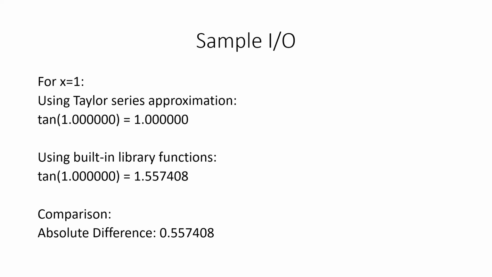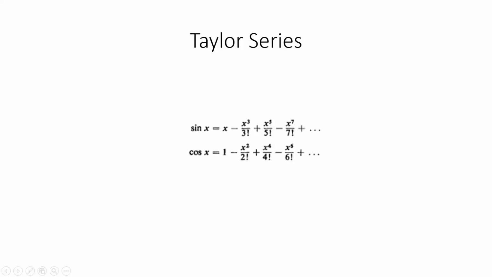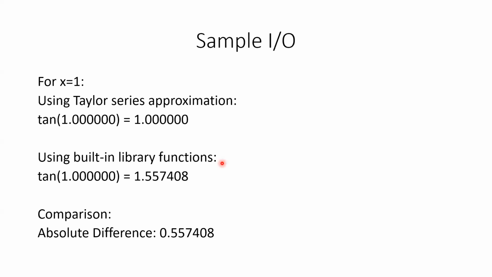Just in a simple sample input output, if the x is equal to 1, and x is this term, whatever we have given over here, that is sin x equal to x minus x cube. This x is nothing but an input for our program, that's it. Let's say input is 1, and using Taylor series approximation, what we get, that we need to print. After that, using built-in function, what we get, that we need to print, and we need to compare them and say this is the absolute difference between them. That's it about the program.